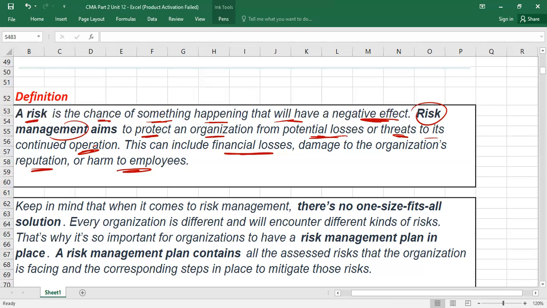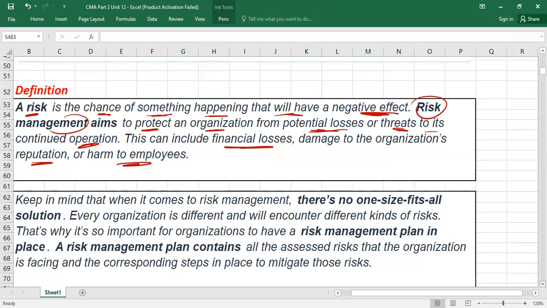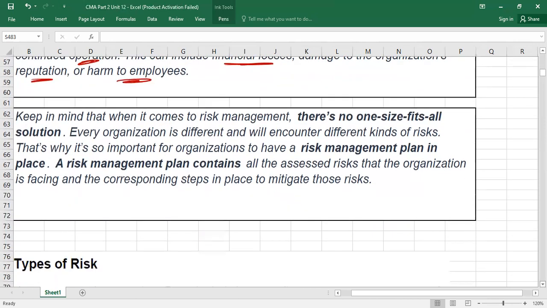How would we save our companies? For that, obviously, we need to make a proper plan. If you make a proper plan to manage the risk, that is called risk management. Understood? Now, here we have a very important note, guys. Please remember, when it comes to risk management, every organization faces different types, different kinds of risk.